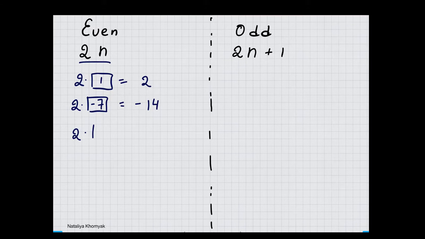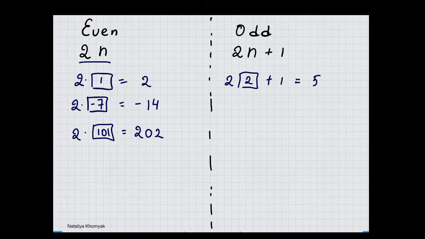2 times 101 gives us 202, and you can keep on generating even numbers forever using these formulas. So in between even numbers, we have odd integers. 2n plus 1 generates any odd number. So we have 2 times, let's say 2 plus 1, we're going to have 5.